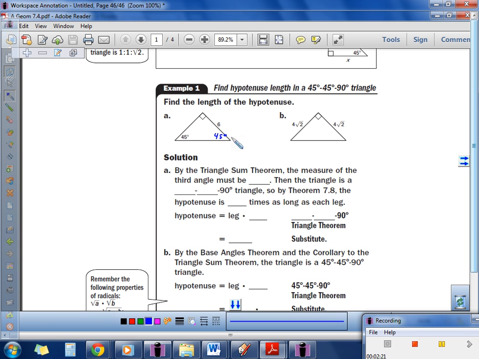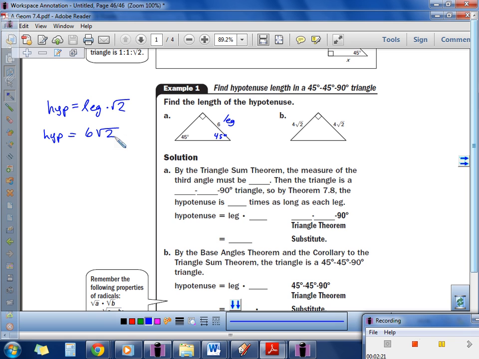If you know for sure it's a special triangle, you can then use our formula. Once again, the formula was hypotenuse equals leg times radical 2. So what do we know in this formula from the picture? We know our, what's that piece? What's the 6 on there? Is it a hypotenuse or a leg? It's a leg. So I'm going to plug that number in for leg. So our hypotenuse equals 6 times square root of 2.